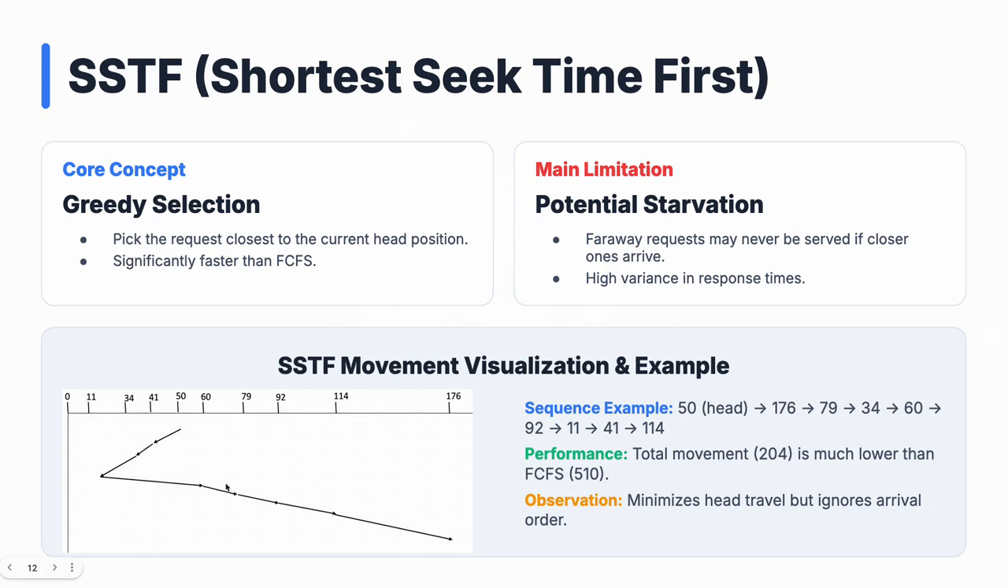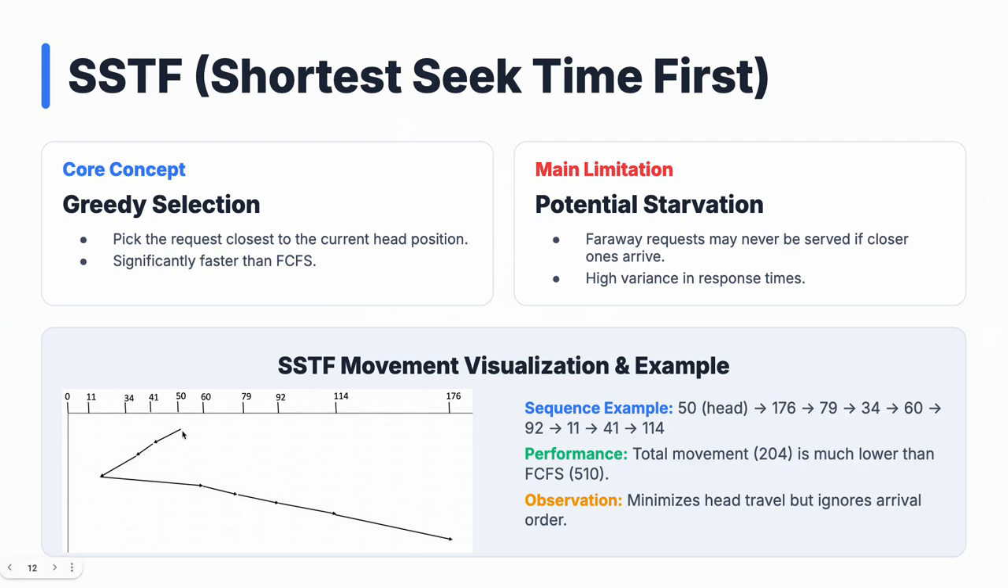But there is a problem here, right? The requests which are away from the head will face starvation, like they will be accessed towards the end, right? So uniform wait time will not be there. A far away request may not be served if closer ones keep arriving, right? So this may get starved, and there is high variance in response time. So this is the limitation of shortest seek time first.